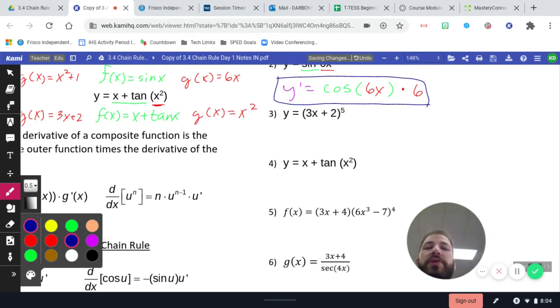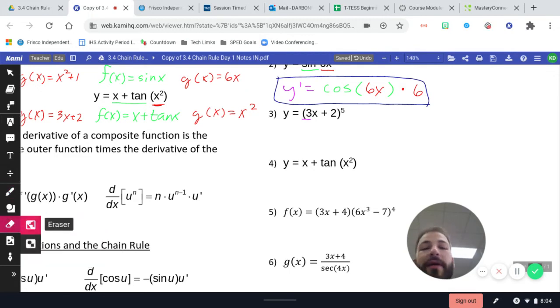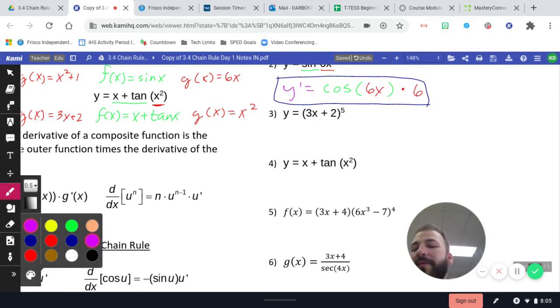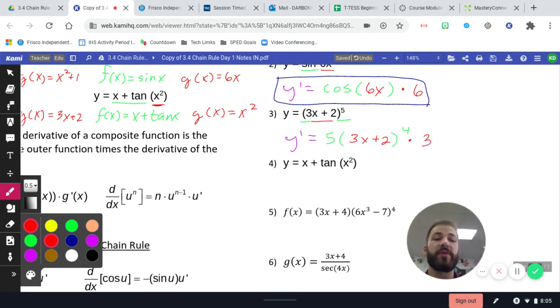So y is equal to 3x plus 2 to the 5th. Outside function is that 5th power. Inside function is that 3x plus 2. So y prime is equal to 5 comes down, so 5 parentheses to the 4th. Inside stays the same, 3x plus 2. And then we multiply by the derivative of 3x plus 2, which is just 3.